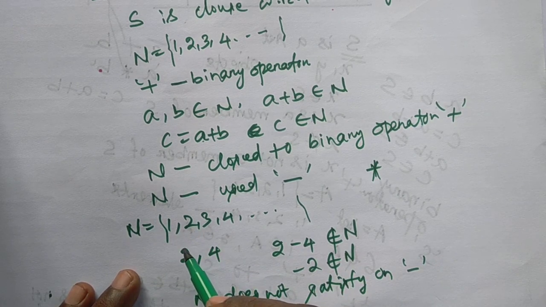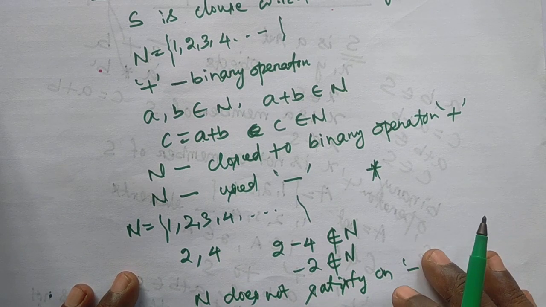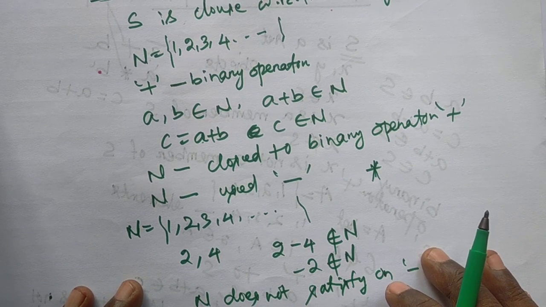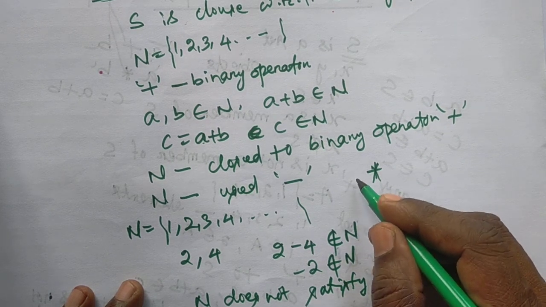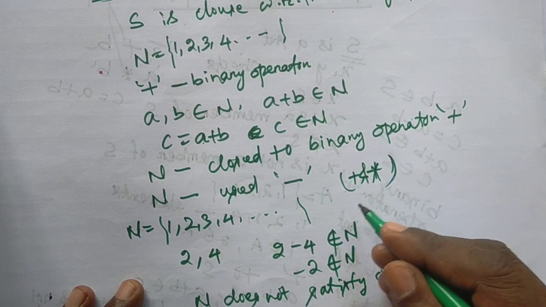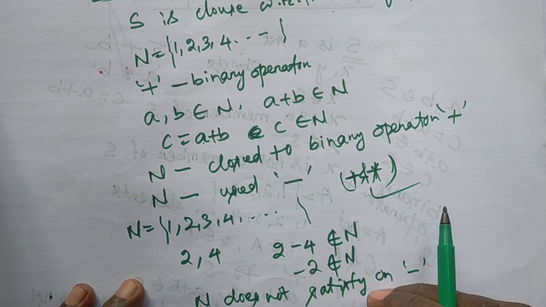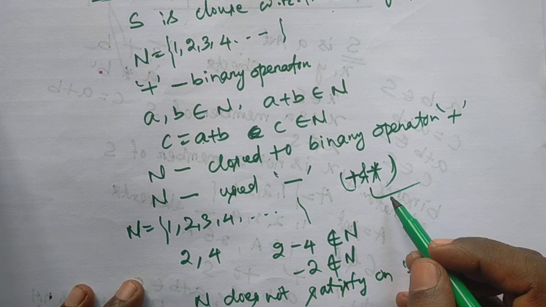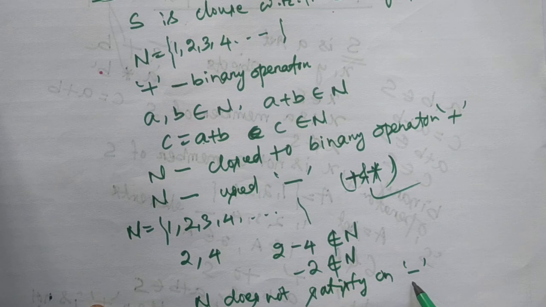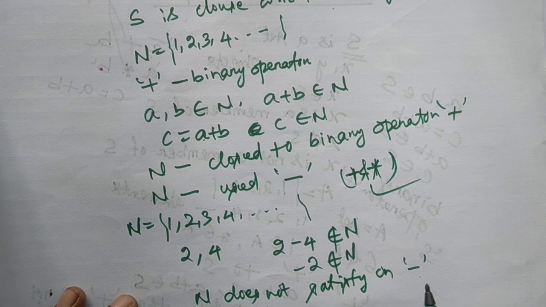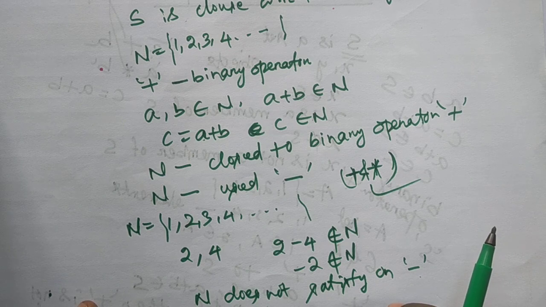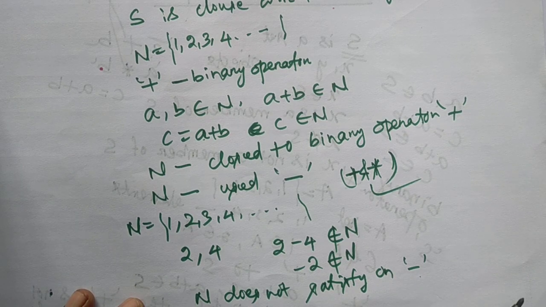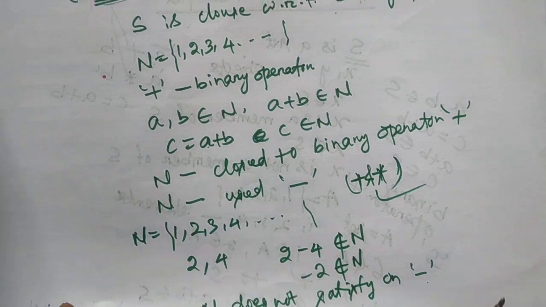So N is closed with respect to a certain binary operator, that is addition. Addition and multiplication, these two operators it will satisfy. So N, the natural numbers, is closed under addition and multiplication, not subtraction. Like this we can define different properties. This is the first one, the closure property. Next we will see another property.